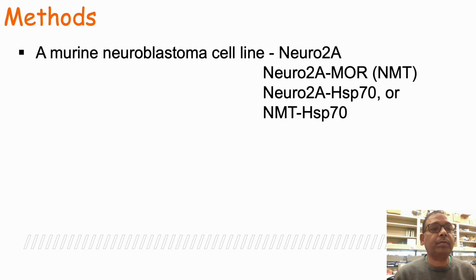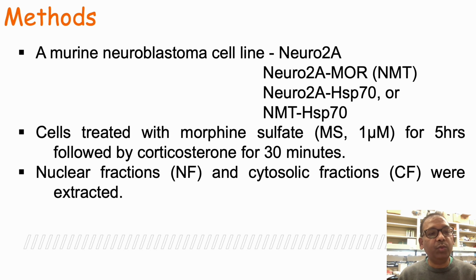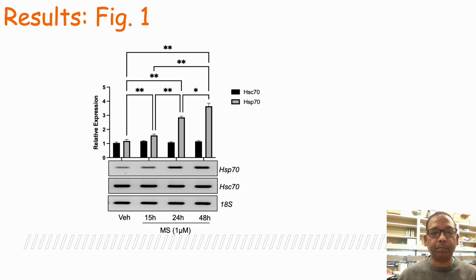So for our methods, we used the neuroblastoma cell line Neuro 2A, which was stably transfected with either the mu-opioid receptor or HSP70 or both. Cells were treated with morphine followed by corticosteroid, and after that we extracted the nuclear fraction and the cytosolic fraction. We also did one experiment where we used immunocytochemistry using Alexa Fluor 555 labeled secondary antibody.